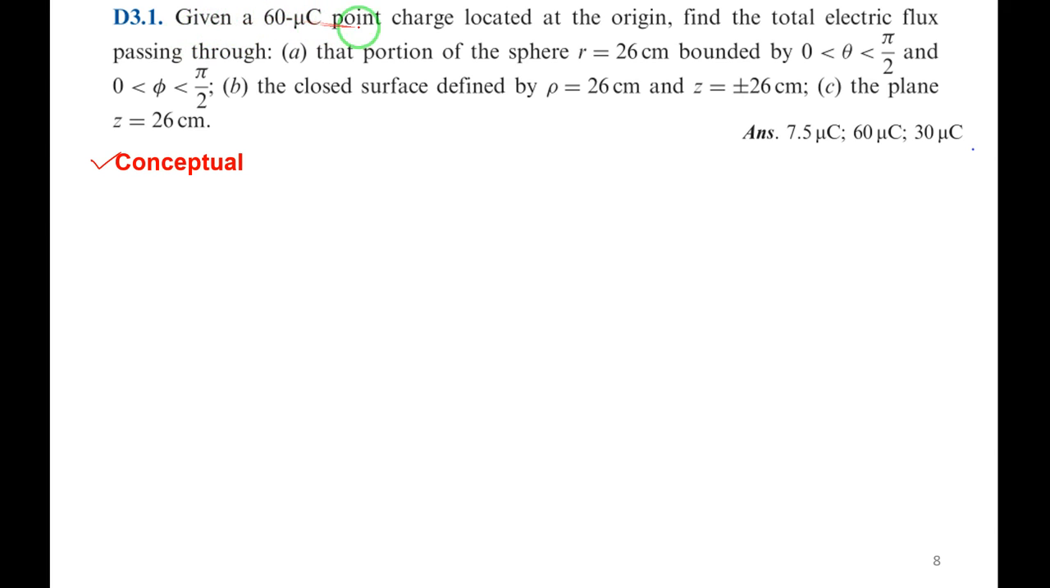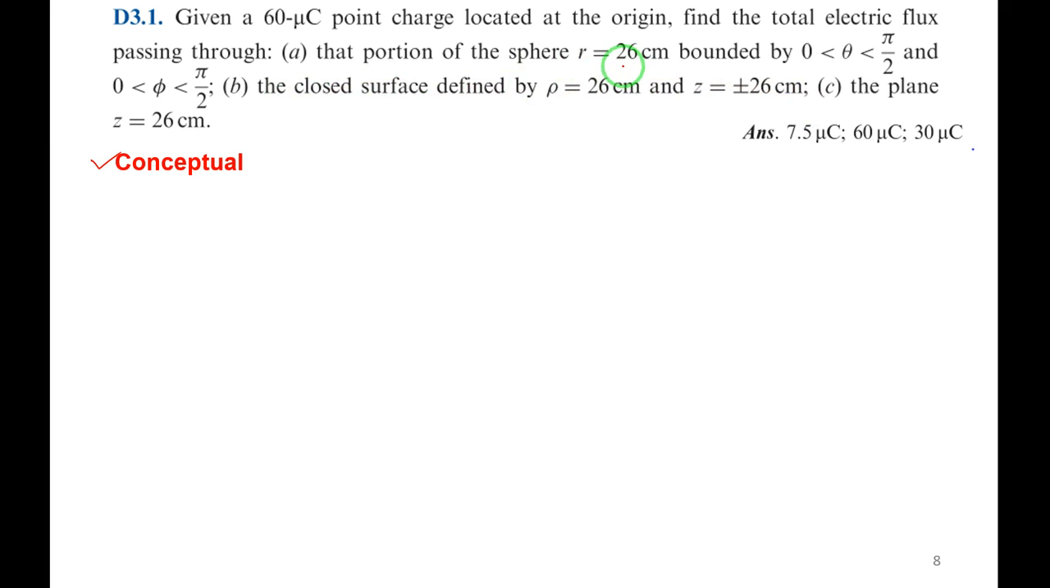Given a 60 microcoulomb point charge located at the origin, find the total electric flux passing through, first part, that portion of the sphere r equal to 26 centimeter bounded by theta 0 to pi by 2 and phi 0 to pi by 2. So we'll take part A, part B later and part C later. Part A.